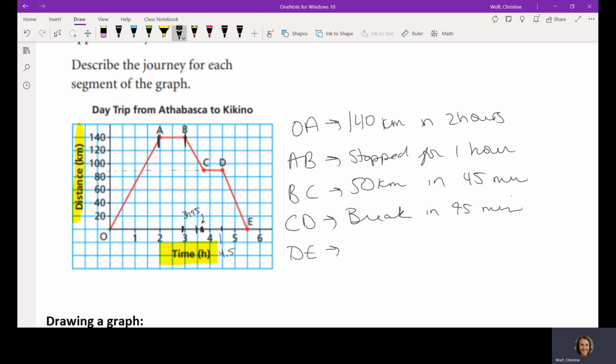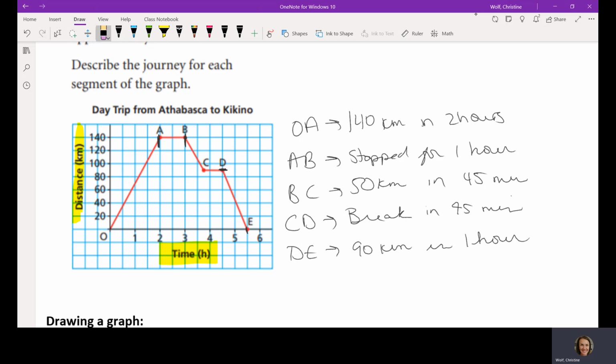And D to E is a straight shot home. They were at 90 kilometers. We know that from our B to C segment. We figured that out. This is at 90, and they drove all the way down to 0. So they drove the return 90 kilometers, and they did that from the 4.5 hour mark to the 5.5 hour mark. That's 1 hour. And we're done.